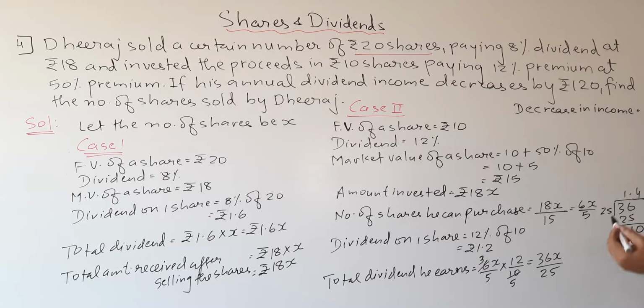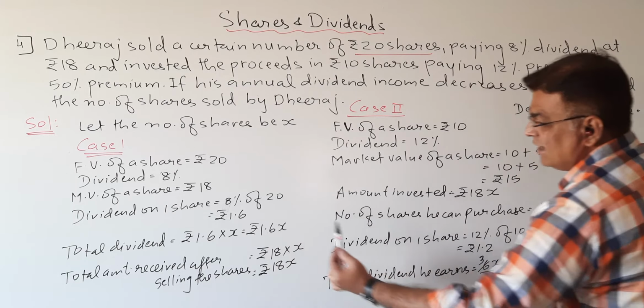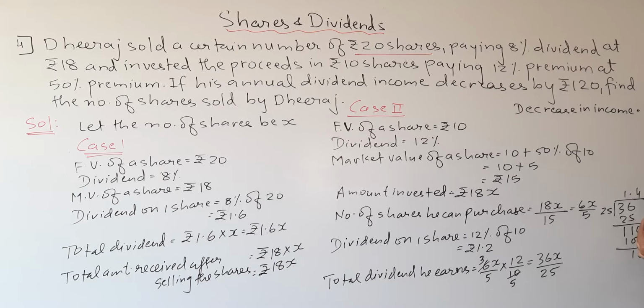So students, you can see that income is decreasing. Before that he was earning 1.6x and now he is earning 1.44x. Okay, so when I subtract this, it becomes 10. 10 minus 4 is 6, 5 and 1. So 0.16x equals 120. So let us find the value.